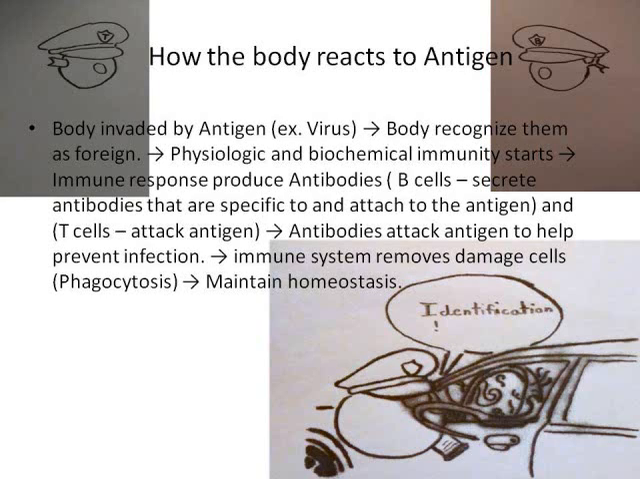Once the body has been invaded by an antigen, the body recognizes them as foreign. Physiological and biochemical immunity starts. The immune response produces antibodies. The B cells secrete antibodies that are specific to and attached to the antigen. The T cells attack the antigen. Antibodies attack the antigen to help prevent infection. The immune system removes damaged cells through the process of phagocytosis, and then the body begins to maintain homeostasis.